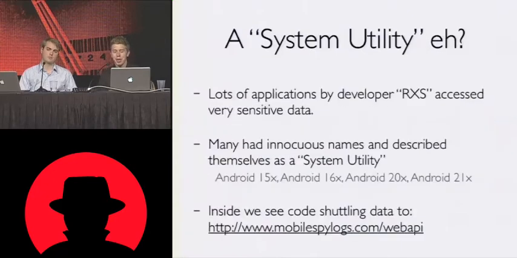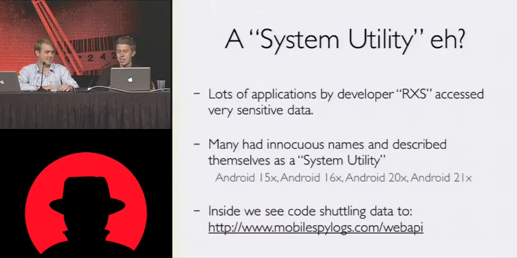So the first thing we found was an application by a developer called RxS, and it claimed itself to be a system utility. There were multiple apps in the market, and they all had fairly innocuous names, and a lot of them calling themselves system utilities. Android 15X, Android 16X, Android 20X. Sounds like a home exercise plan, I know. And we saw that inside the app, all these applications are shuttling a lot of data to mobilespylogs.com/web API. I don't know about you guys. When I see anything connecting to mobilespylogs.com, I get a little nervous.